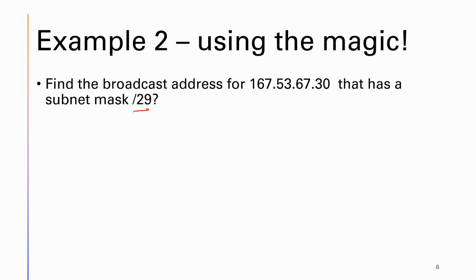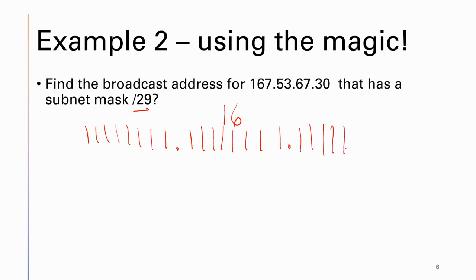There are always 8 bits in each octet. So 1, 2, 3, 4, 5, 6, 7, 8. Another 8: 1, 2, 3, 4, 5, 6, 7, 8. So 8 plus 8 is 16. We're at 16 so far. Let's do another 8: 1, 2, 3, 4, 5, 6, 7, 8. So 8 plus 8 plus 8 is 24. Now that we have 24, you see how we have 29 here? So we'll be going 25, 26, 27, 28, 29.